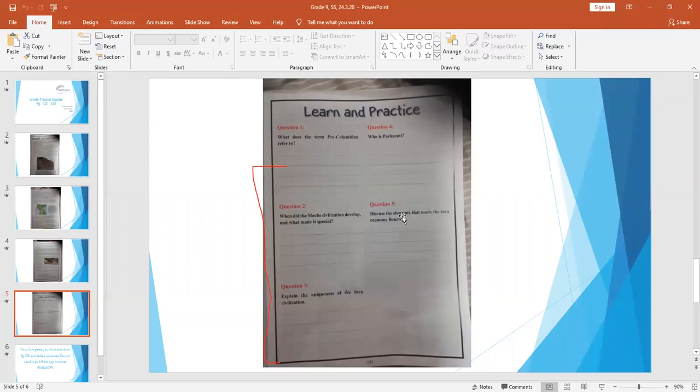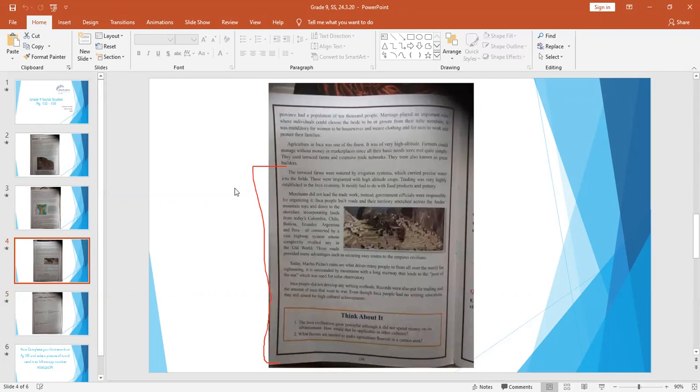Last question, discuss the elements that made the Inca economy flourish. Now the economy here refers to what made them so successful in their trade. If we look on this page here, also we will find agriculture in Inca was of the finest, and here it gives us the reason why they were so successful.